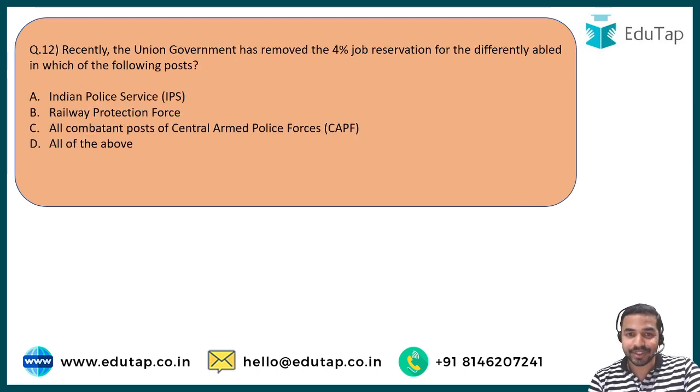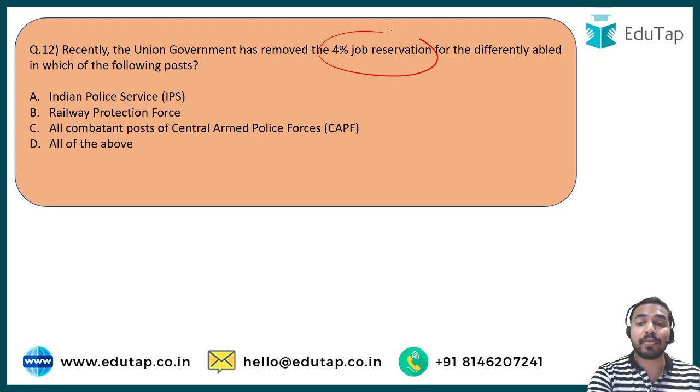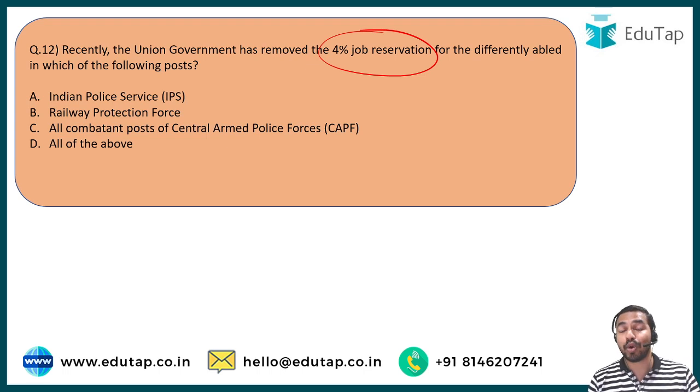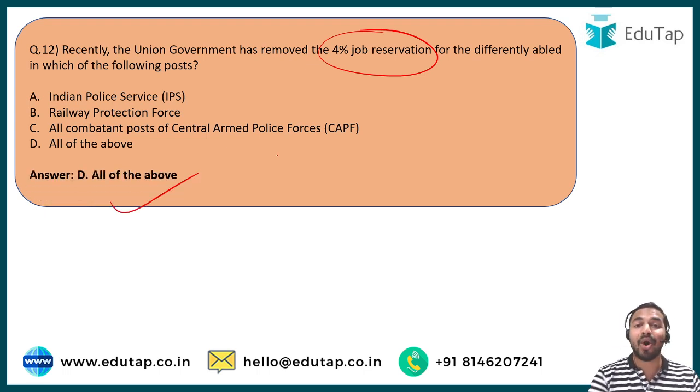And now let us move on to the next question of our today's session, which is here on your screen. So once again, an important question. It says, recently the union government has removed the 4% job reservation for the differently abled in which of the following posts? So please tell me in the comment section below for which of the following posts the government has recently removed the 4% job reservation for differently abled people, whether it was Indian Police Service or the Railway Protection Force or all combatant posts of the Central Armed Police Forces. It was all of the above. So the right answer to this question is option D, that is all of the above.